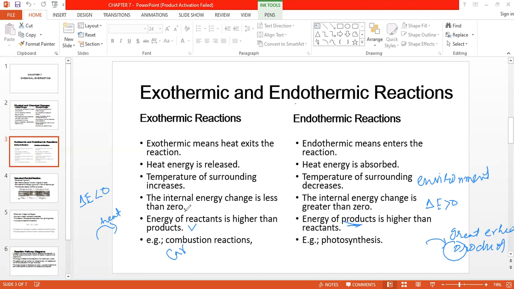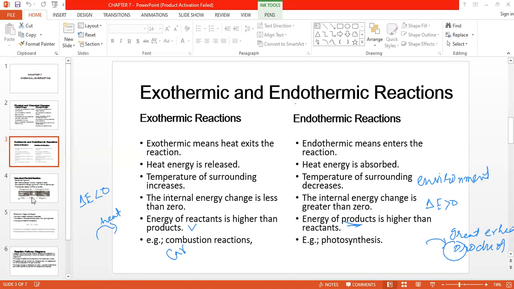So here we have studied two types of reaction: exothermic, which is related to the exiting of heat from the reaction, and the other one is the endothermic reaction, which involves entering of heat into the reaction. These are some other features that we have studied. I hope you got it, and let's move forward.